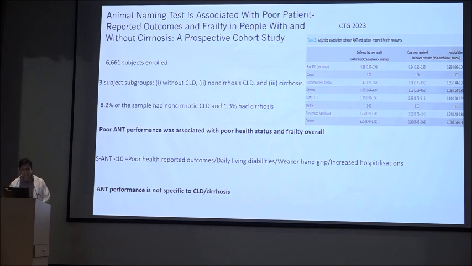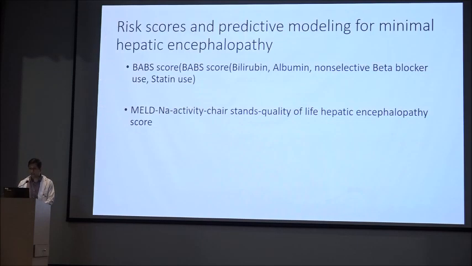But again, the actual mechanism as to how an animal naming test would cause an increase in debility or frailty is pretty much under question. And very importantly, the animal naming test is not specific to cirrhosis or chronic liver disease in this spectrum. So we are almost left with no other test. Most of the tests are not specific in this dilemma.